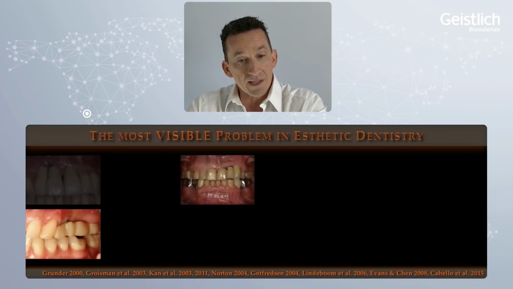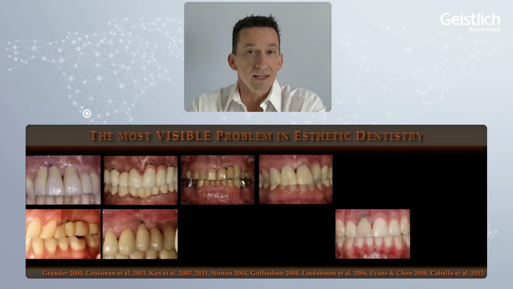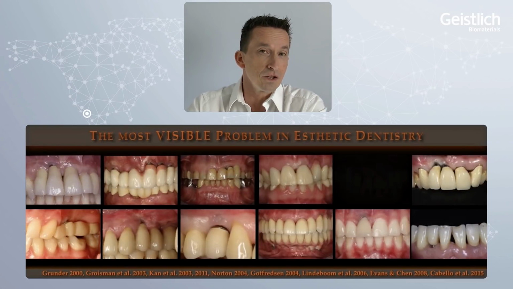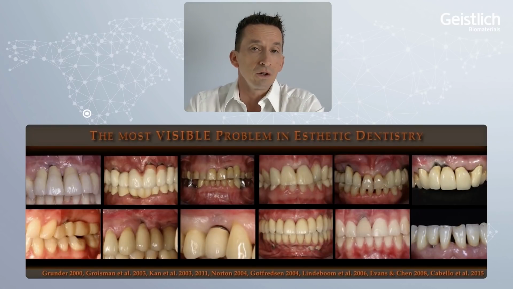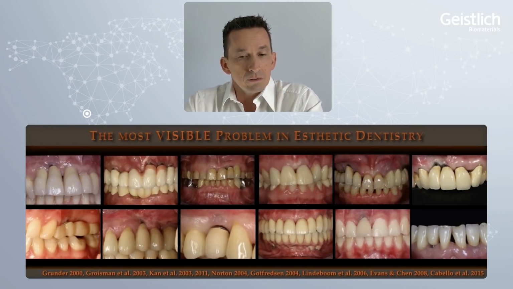So, the most visible problem in aesthetic dentistry is the soft tissue, because it's seen by the patient from the first glance. And if we have any visible problems, the patient is gonna complain about it.